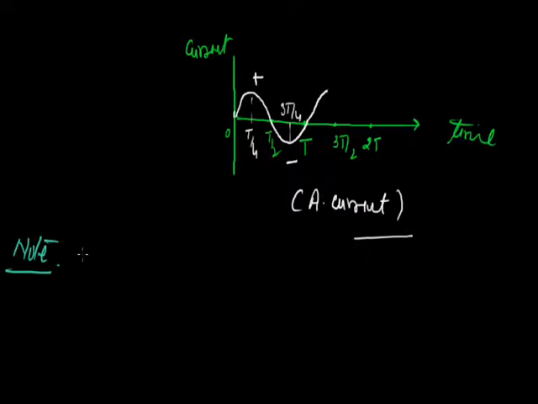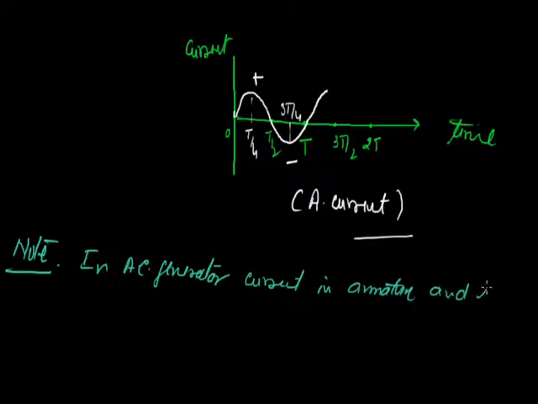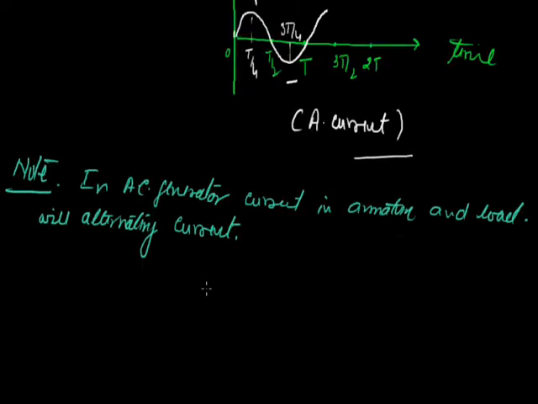In an AC generator, current in the armature and load will be AC, alternating current. In the armature as well as in the load, at both places current will be AC.